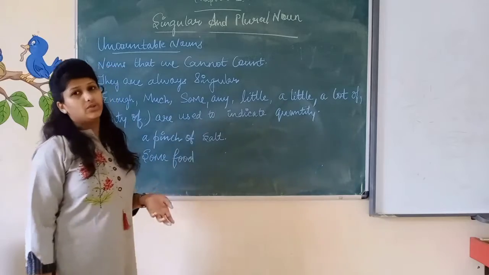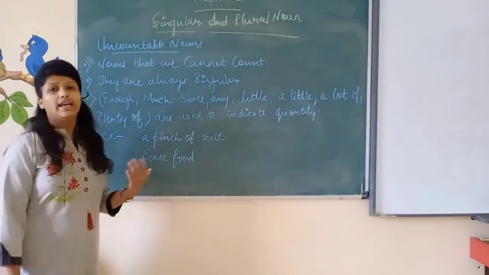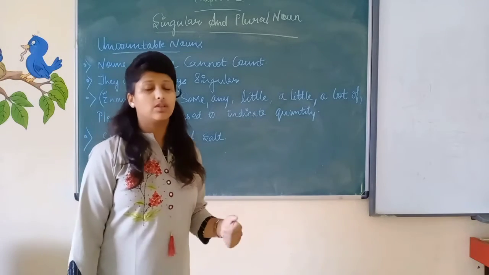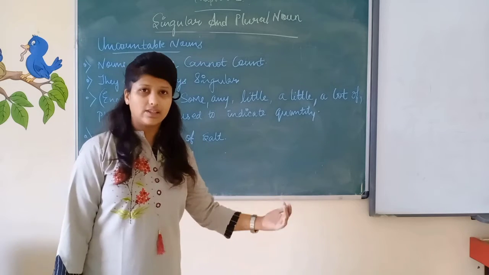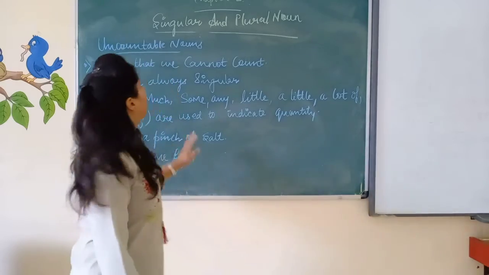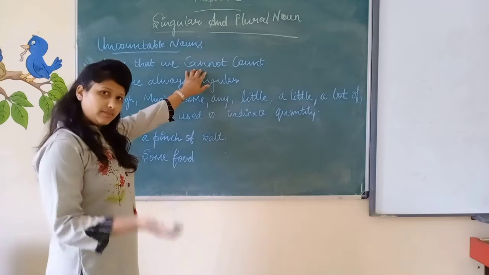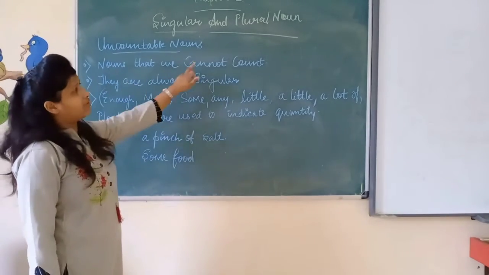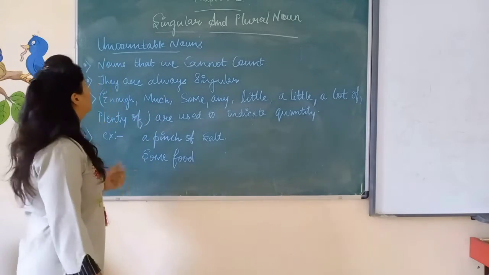Now, we are going to begin with the uncountable nouns. So, uncountable nouns are just the opposite of countable nouns. In countable nouns, we can count the objects or the things or the quantity. But in uncountable nouns, we cannot count the quantity or the things. That means nouns that we cannot count are termed as uncountable nouns.